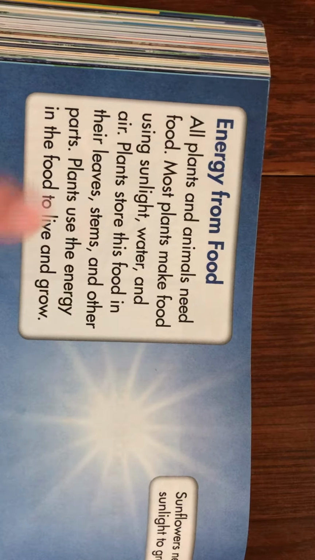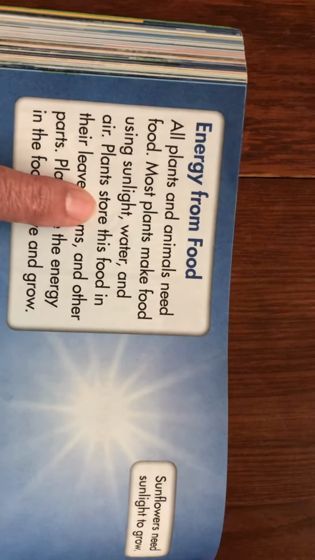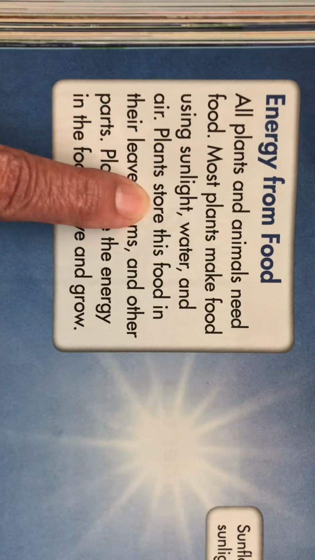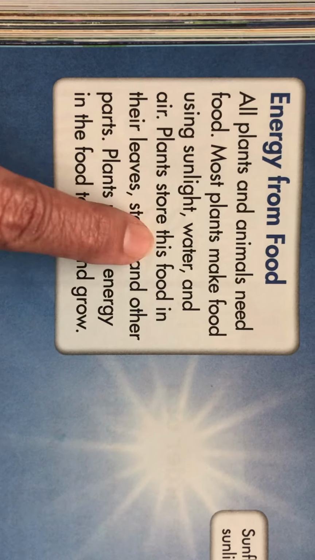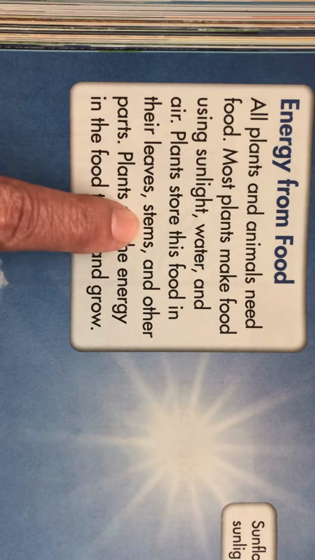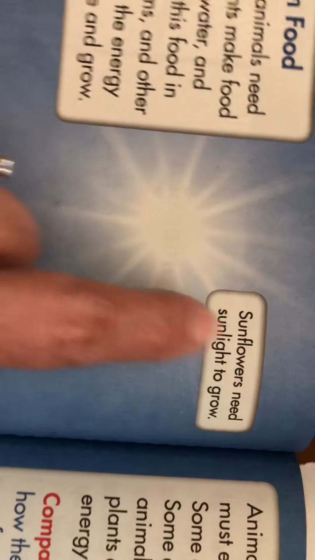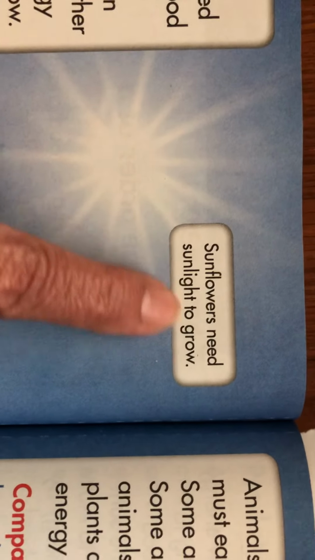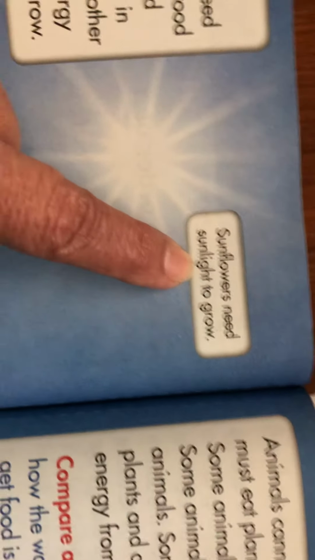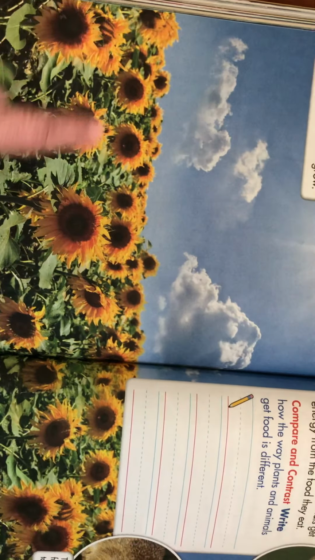Okay? And then plants store this food. Store means they keep it. They save it. Plants save this food. Plants keep this food in their leaves, stems, and other parts. Okay? So let's go on. It says, sunflowers need sunlight to grow. Why are they telling us that? Because this is a picture of a lot of sunflowers.